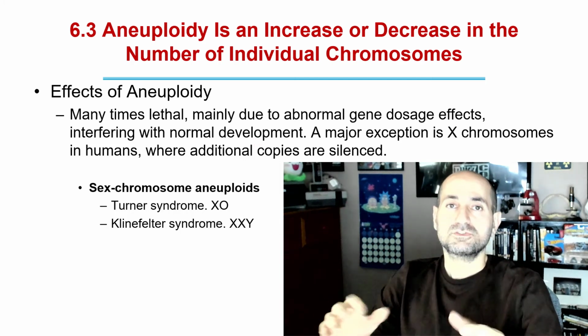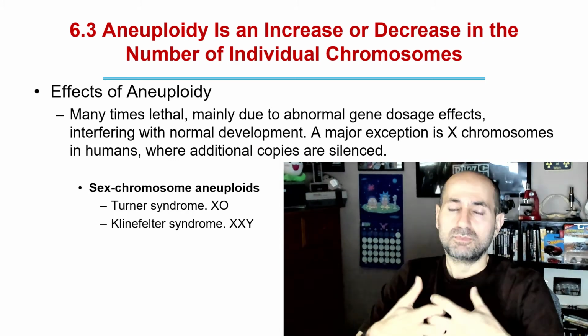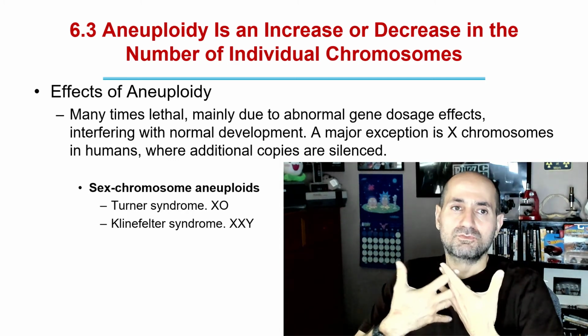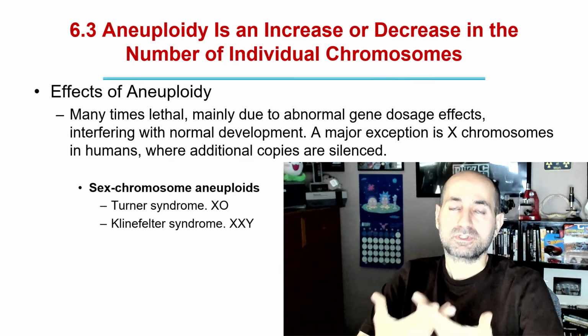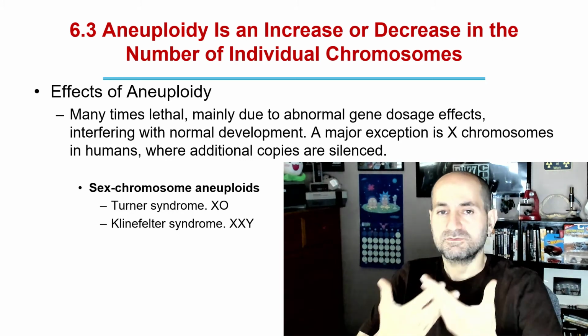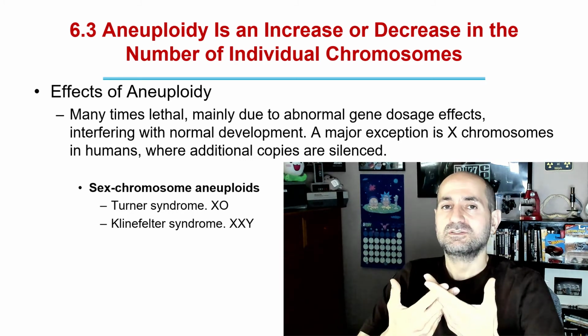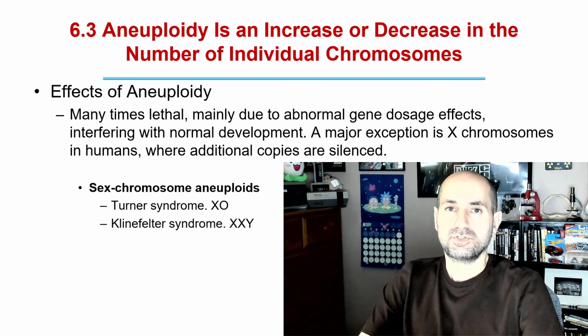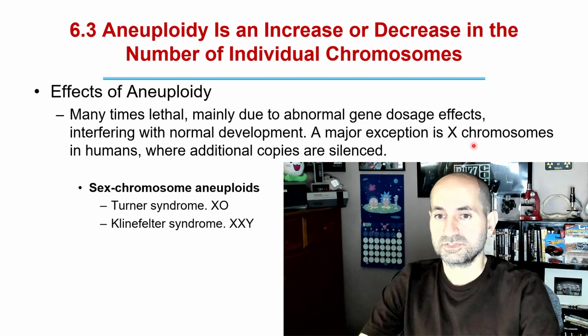Not only does it interfere, but a lot of times with humans, it's just not compatible with life. You can't have, for instance, 3 chromosome 1s and be born. There's just too much of a gene dosage effect on development, and that does not result in a viable human birth. The major exception here is the X chromosome.